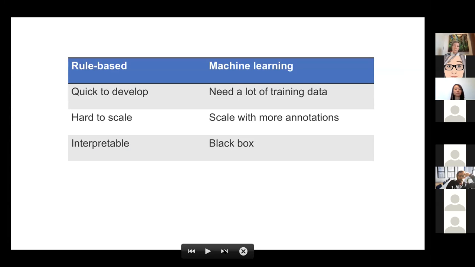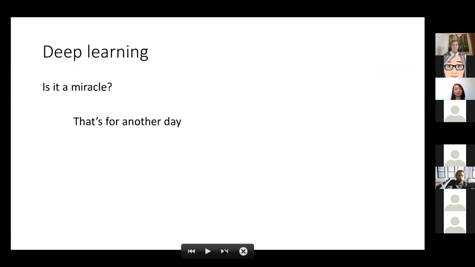Rule-based systems are more interpretable, though, because if you say this patient has a fever, you can point to the text of where you found it. And machine learning is often a black box. It just gives you the answer. But there is a lot of work in the space now to help make it more interpretable. Well, what about deep learning? Everyone's probably heard about that. Is it a miracle? Well, that's for another talk, and I'm not the one to give that talk.